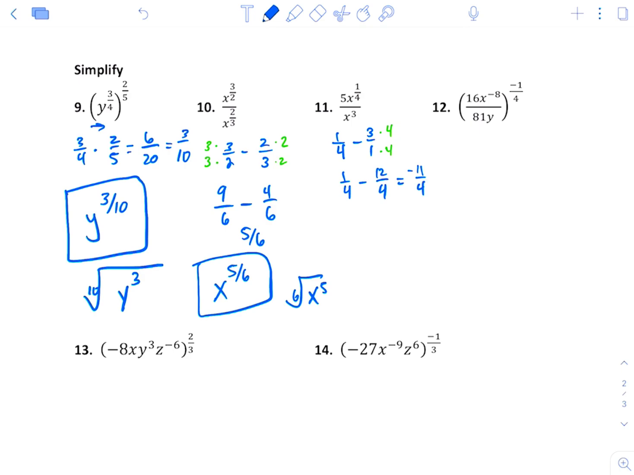Okay. So that means then I will have 5 and then x to the negative 11/4. Now I'm not supposed to have that negative exponent, so this is where I'm going to move this down to the denominator. So I'm going to have 5 over x to the 11/4, and I'm going to leave it just like that.